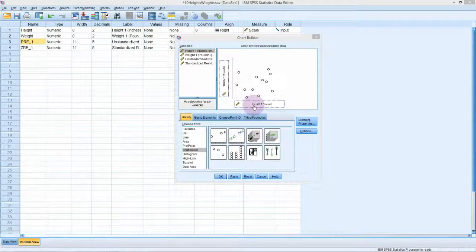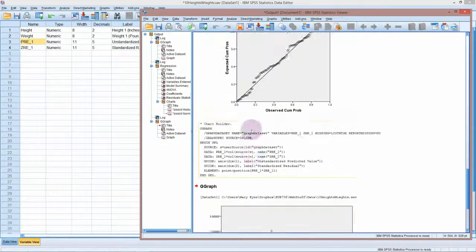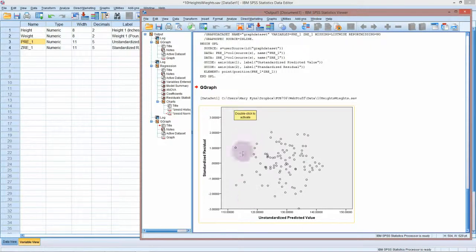Now what I would like to do is have the predicted values along the x-axis and the standardized residuals on the y-axis. So this is telling us, based on someone's height, what is the value that we're predicting for their weight. And the residual is the bit that's left over that's not accounted for in the model. And we want these errors just to be random. We don't want any patterns in here.